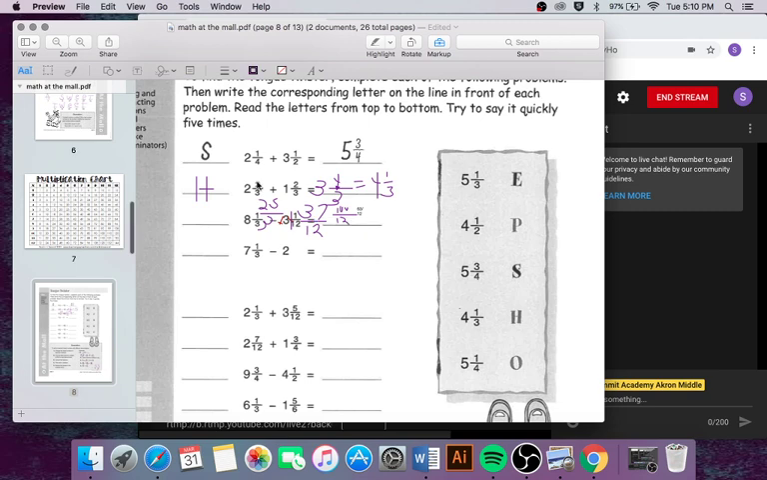So our whole number is going to be 5. 5 times 12 is 60. So 63 minus 60 would be 3. So we're going to have 3 over 12. But that is not in simplest form because 3 goes into both 3 and 12. So 3 over 12 can be reduced to 1 over 4. So we're going to look for 5 and 1 over 4, which is down here. So our next letter is going to be O.